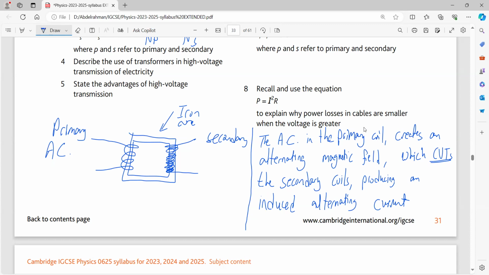Yeah, you will say this. It will produce a current for a split second, for a very brief time, and then it will go back to zero. That's it.